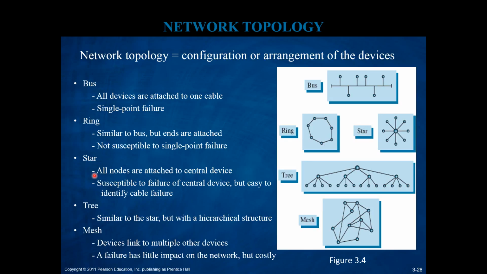Then there is a star topology. It means all nodes are attached to a central device. Here you have a central device, and all computers or all elements of that network are connected to other elements through the single device. In the old days, the device used to be a hub. Now it's a switch. Of course, the problem with this configuration is that it's susceptible to failure of a central device, such as a switch, but it's easy to identify the failure and correct it.